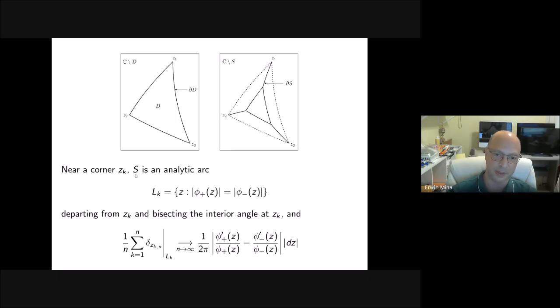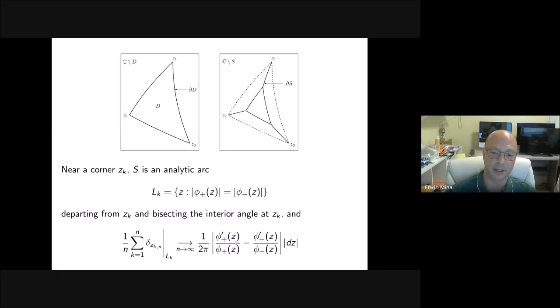near each corner, the set S consists of an analytic arc, which happens to be exactly where the boundary limits of this conformal map coincide in absolute value. So for instance, if you take this arc here, we know that the conformal map has an extension all the way from outside to the left side of this arc and also to the right side. When you look at the boundary limit of this conformal map extension in absolute value, they actually coincide on that arc. And this equality, in fact, you can use as a definition of S near the corner.